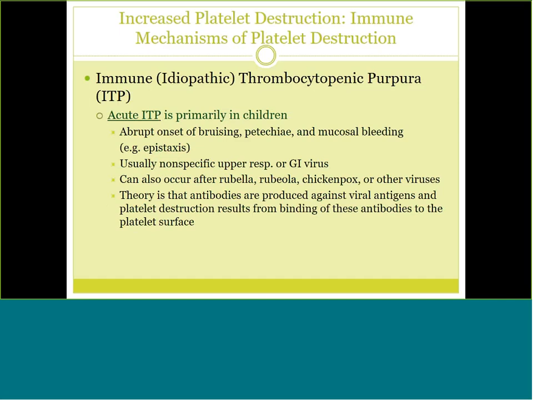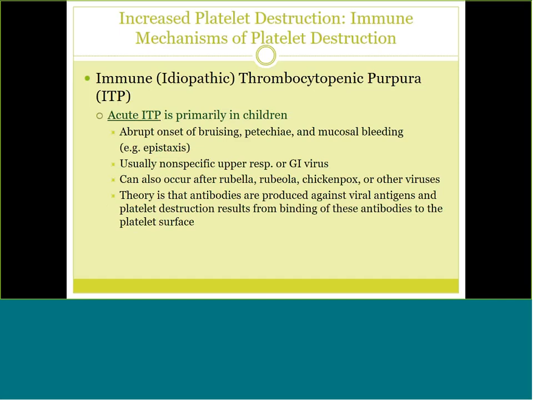Sometimes they can link it, and other times they can't. But ITP is definitely a disease that we have to know. This is something that we need to walk away and know. So we have two versions. We have acute ITP and chronic, which will be on another slide here. Acute ITP primarily is more in children, and so they'll all of a sudden get this abrupt onset of bruising, petechiae, any mucocutaneous type bleeding seen. And usually it's always linked to a viral infection.